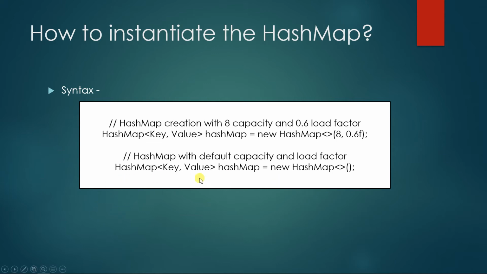If we look at the second example, this is the default capacity and load factor. When we don't mention anything for the capacity and load factor, it will just use the default values. The default values are a capacity of 16 and a load factor of 0.75.